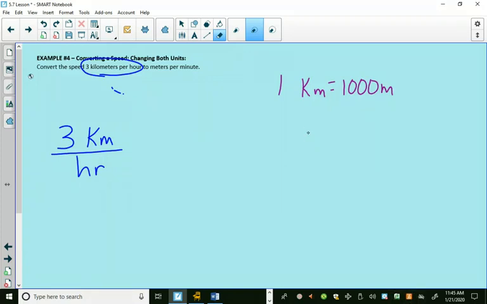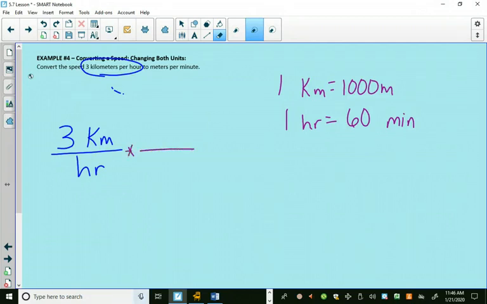However, we're going to convert hours to minutes. And the conversion of hours to minutes is 60 minutes for 1 hour. All right, so we have both those conversions we're going to utilize in this problem. So let's go ahead and start by looking at kilometers to meters, because we've been doing that in the last couple examples. So we're going to multiply it by a factor.